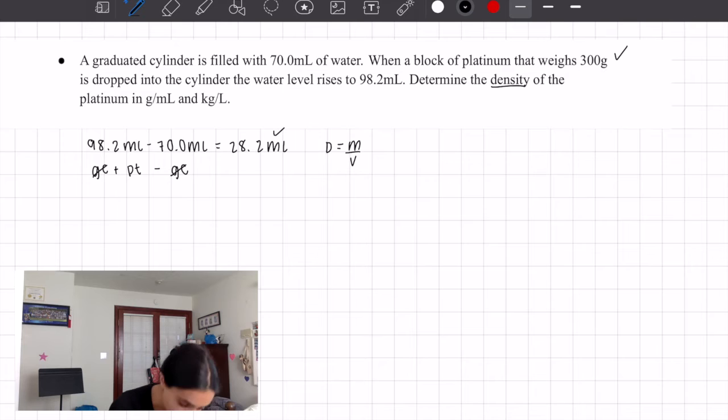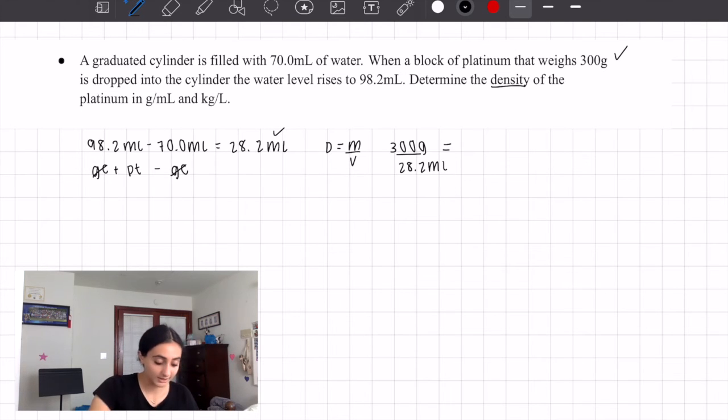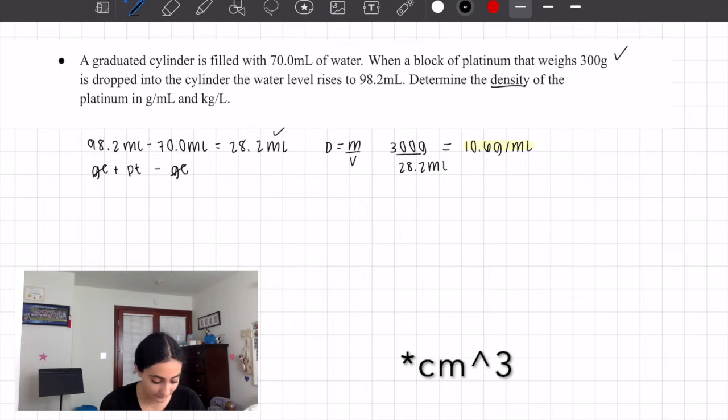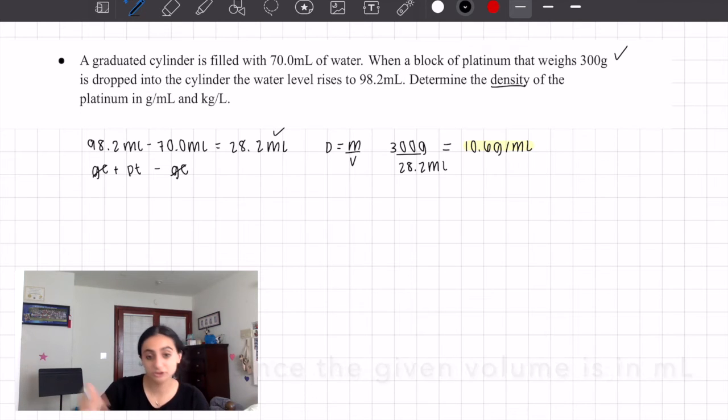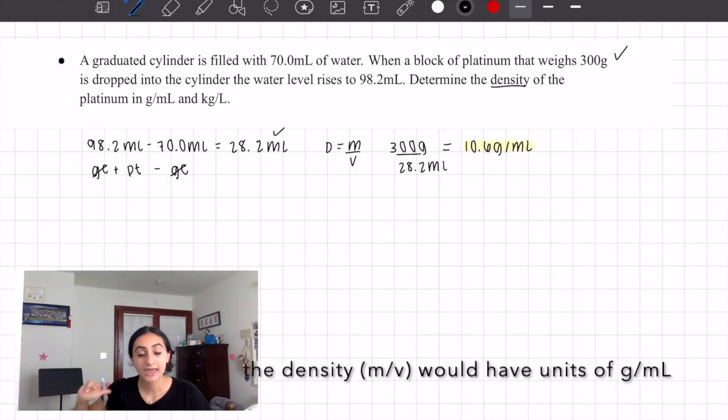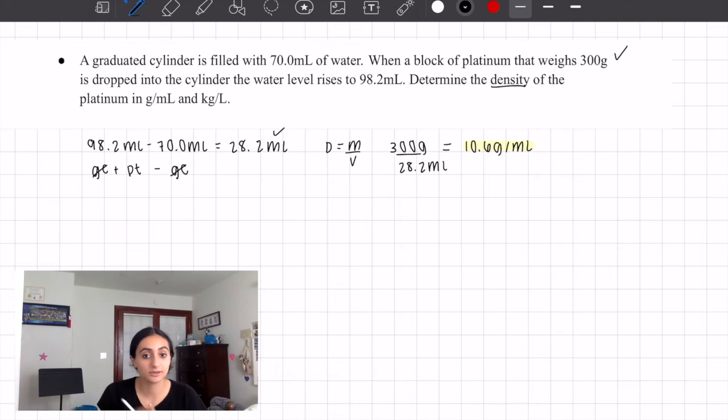Okay, so we can plug in the mass, which is 300 grams, over 28.2 milliliters, and we get 10.6 grams per milliliter. So now we have our density in grams per milliliter. This could also be written in grams per centimeter cubed, but because our volume was given in milliliters, I wrote my density in milliliters, just because that mathematically makes sense. If you're given a volume in one unit, don't switch it in your calculation unless you show that you are converting from one unit to another.